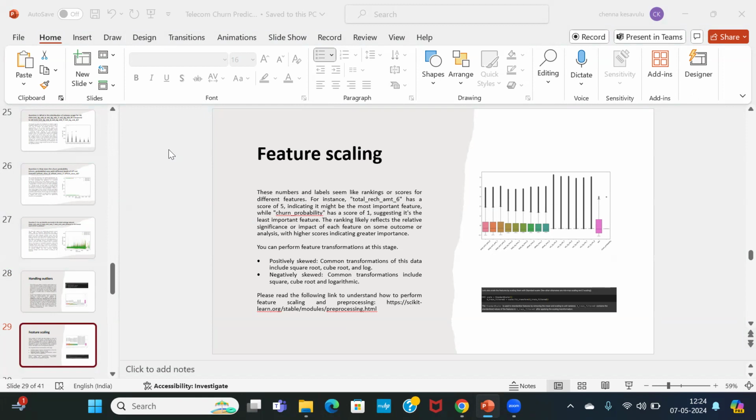For positively skewed data, common transformations include the square root. And for negatively skewed data, they include square, cube root, and logarithm. Next slide, please.